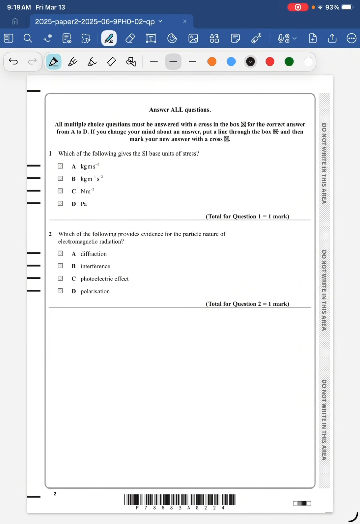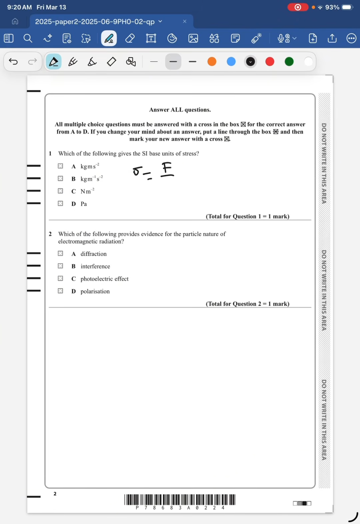All right, question 1. Which of the following gives the SI base units of stress? Okay, this is actually correct, but the Newton is not a base unit. Okay, it's a derived unit, so it's a trick.